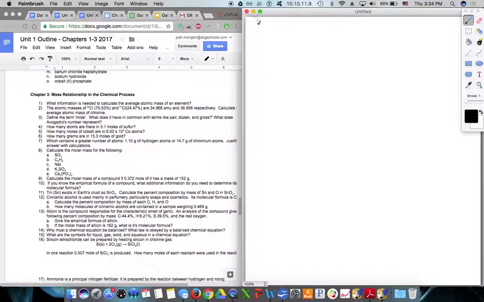Number 6. Grams of gold. So this is the normal conversion that we do. This is the one that we do over and over again.